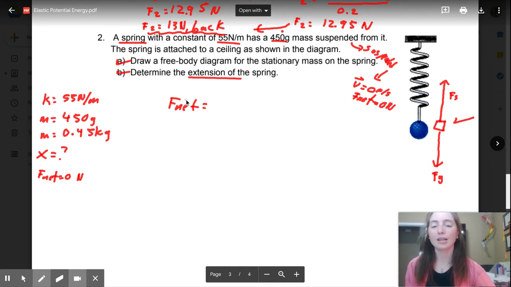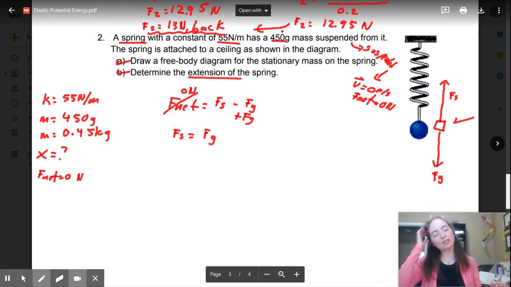Okay. All right, so for this one, we have Fs, the spring force, pulling upwards on that mass, and Fg is pulling the mass down. F net is 0, so that means we can get rid of that, and I can add Fg. So my Fs is equal to Fg.